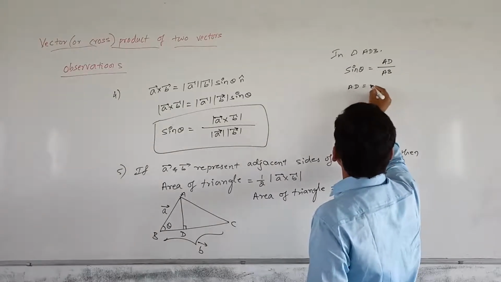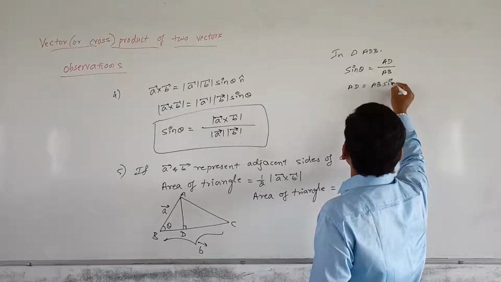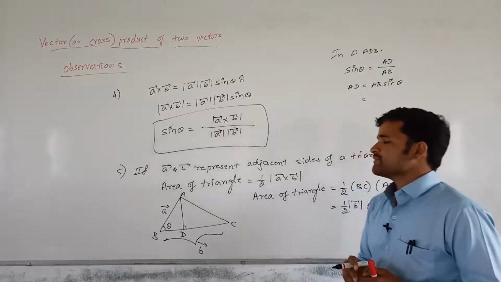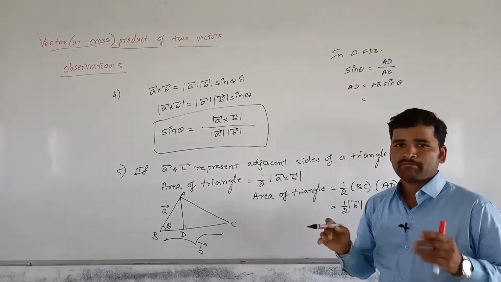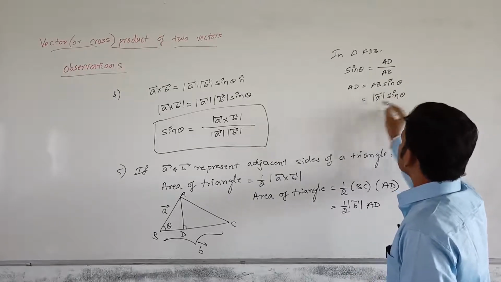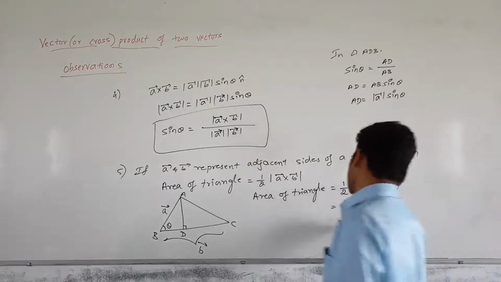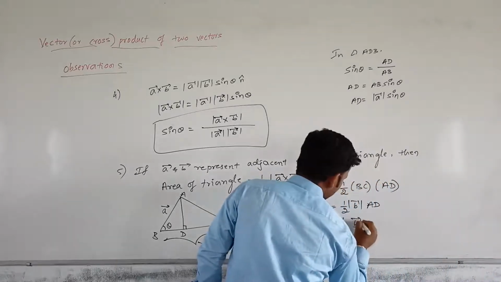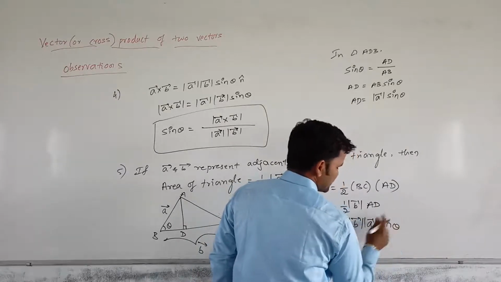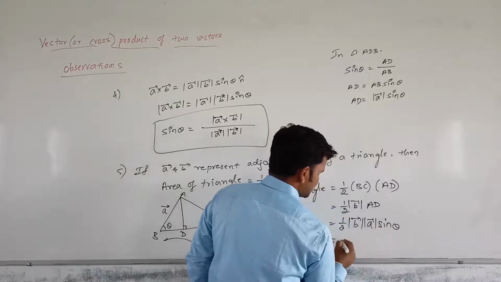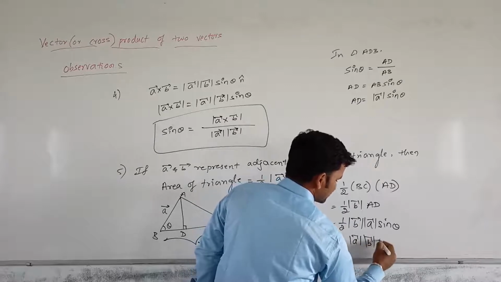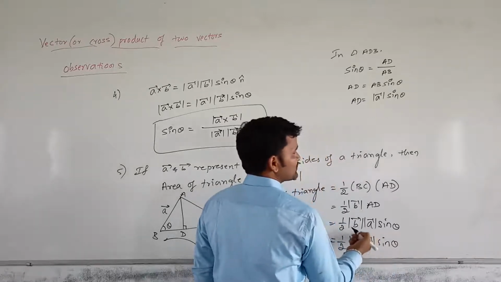Okay, what can I write for AD? AD is equal to AB into sin theta. AB is the length of side AB. The length of side AB can also be written using the vectors as magnitude of vector a. Magnitude of vector a into sin theta. This is AD. Now here I have 1 by 2 into magnitude of vector b. AD is magnitude of vector a into sin theta. See, it can be written as half into magnitude of vector a into magnitude of vector b into sin theta. I am just interchanging these two, no problem.